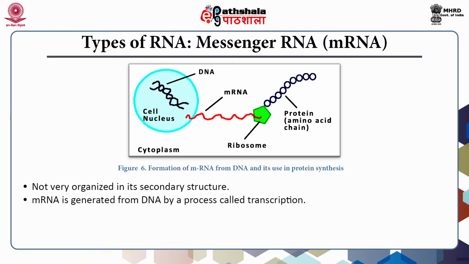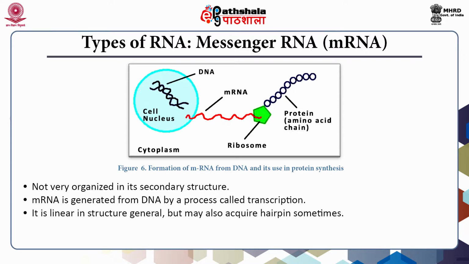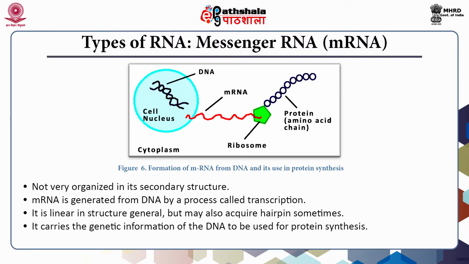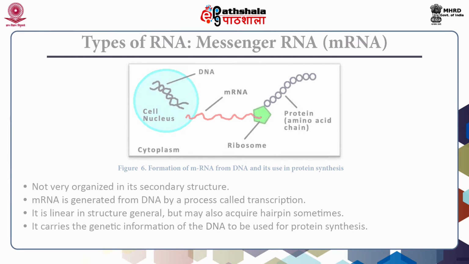mRNA is generated in the nucleus from a DNA template by a process called transcription. It is complementary to the DNA strand from which it is transcribed. The structure of mRNA is linear in general, but it may acquire a hairpin structure at some places in the strand due to base pairing between complementary bases there. The function of mRNA is to carry the genetic information of the DNA for protein synthesis. The structure of mRNA is shown in figure 6.